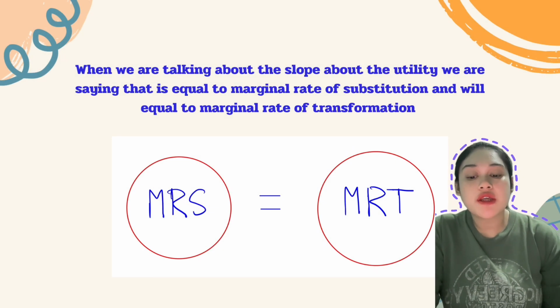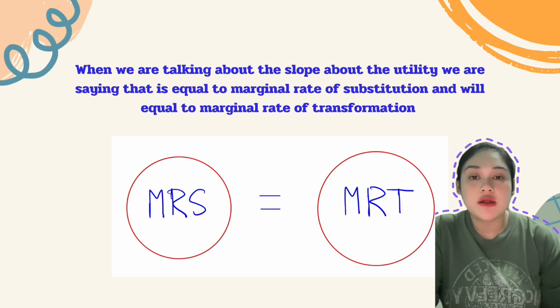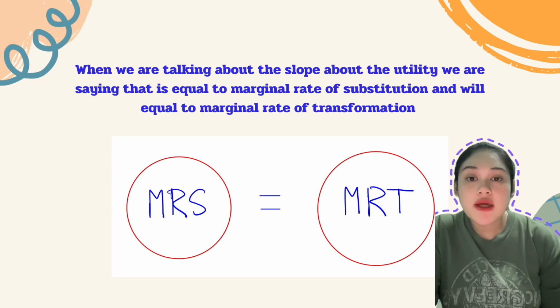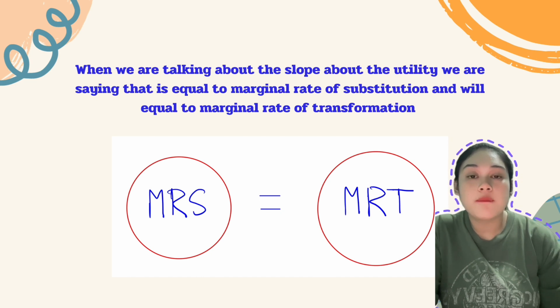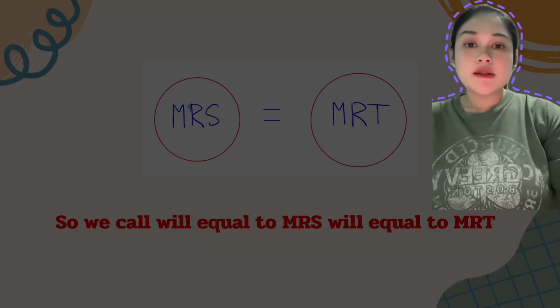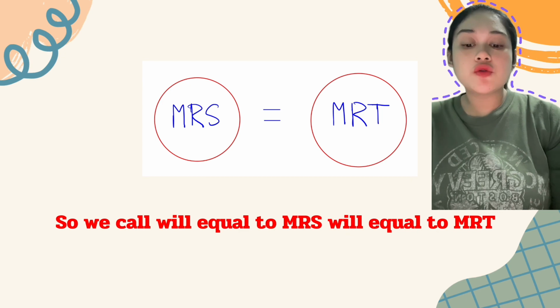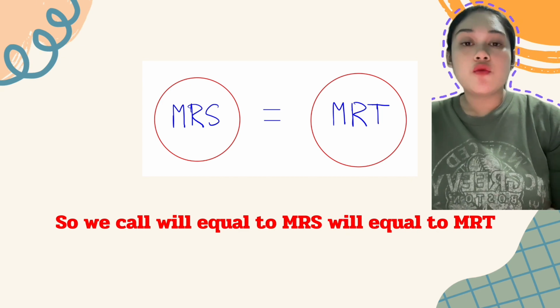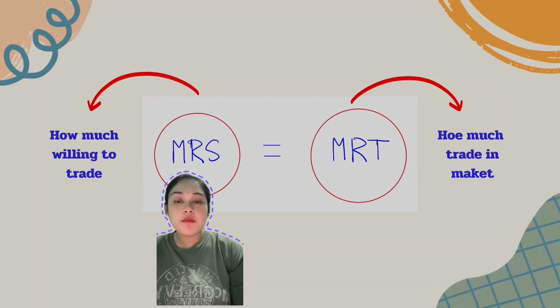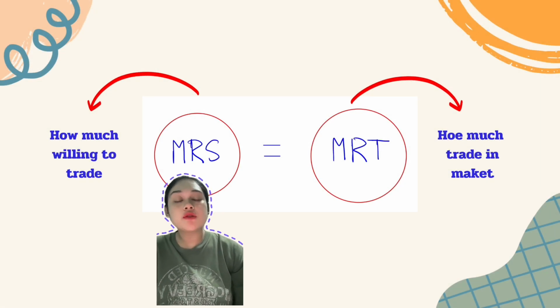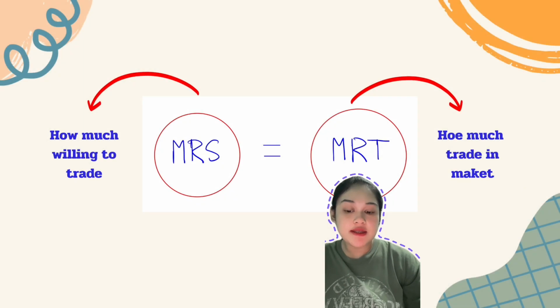When we talk about the slope of the utility, we are saying it is equal to the marginal rate of substitution, and that will equal the marginal rate of transformation. So we call it MRS equals MRT. MRS is how much she is willing to take. MRT is how much she can take in the market.